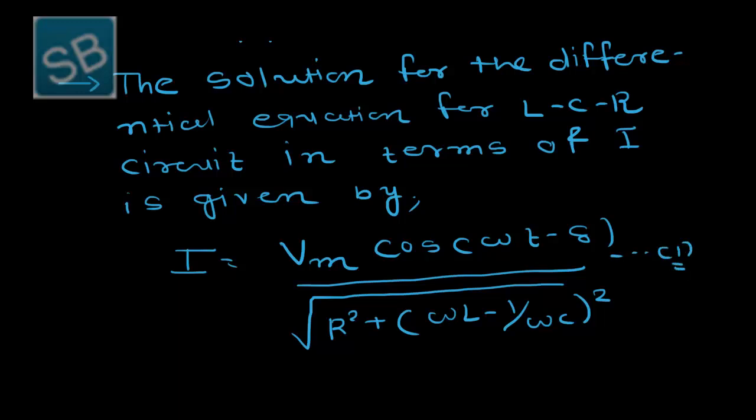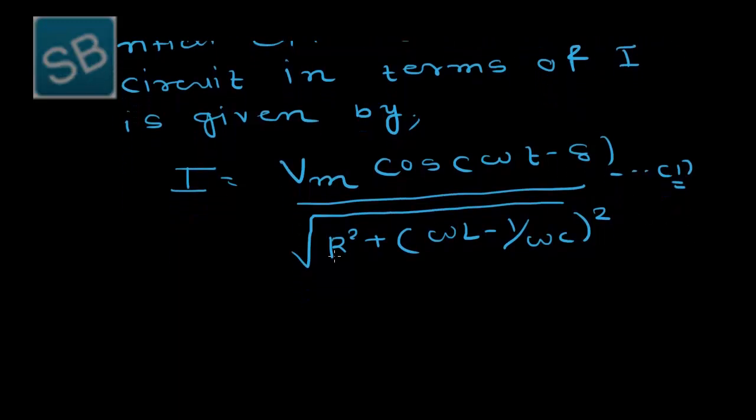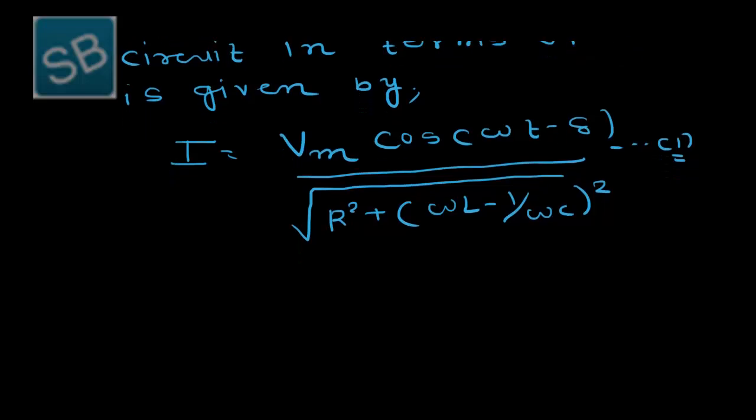Now, after writing this equation, you have to define all these quantities. Here I is the electric current, Vm is the maximum voltage passing through the circuit, cosine is the function, delta is the phase difference, omega is the frequency of the alternating signal, t is the time interval, R is resistance, L is the value of inductor, and C is the value of capacitor.